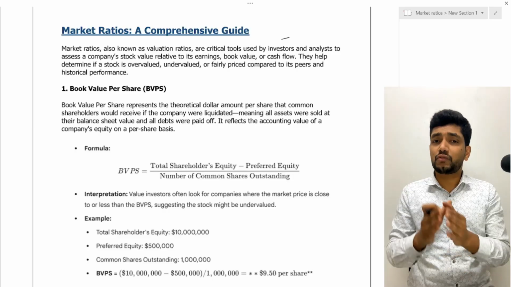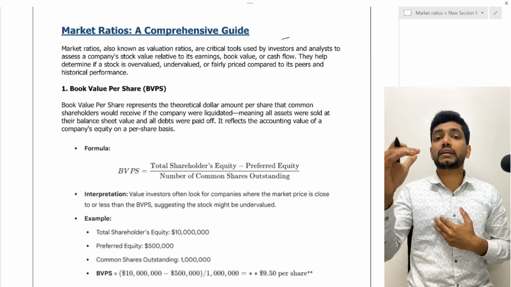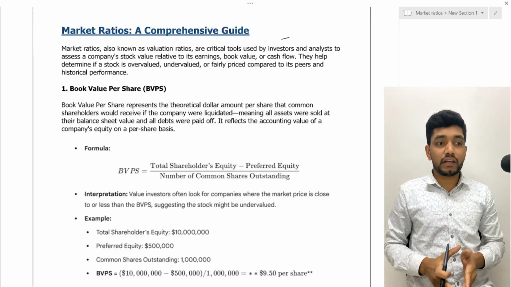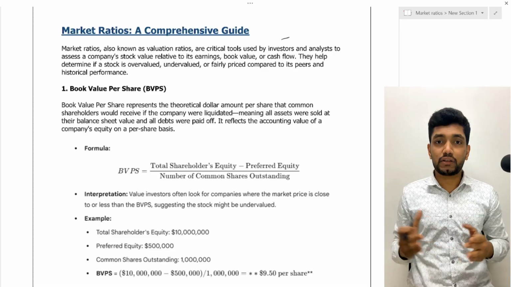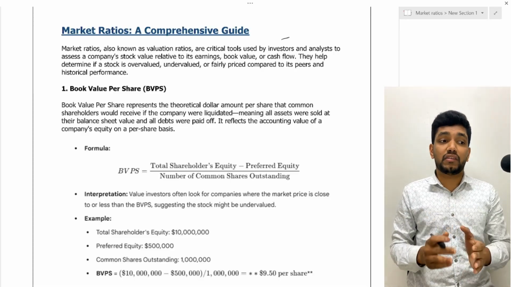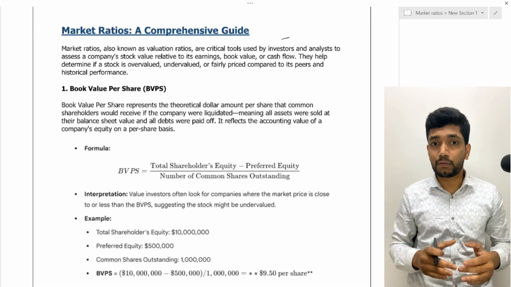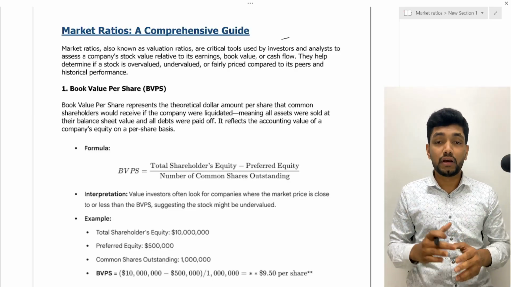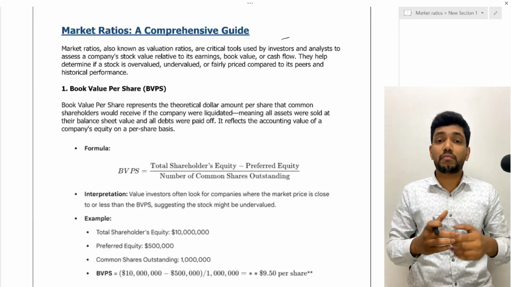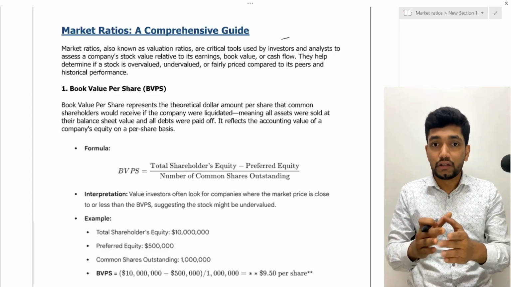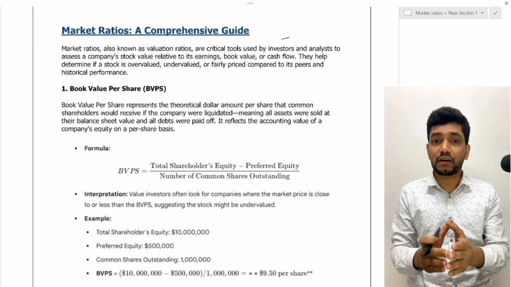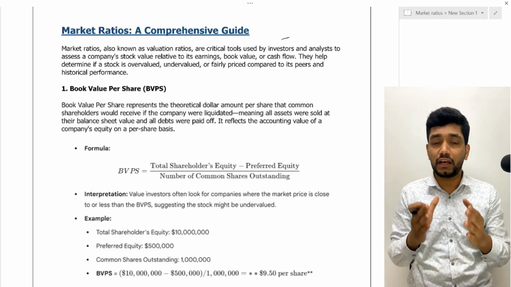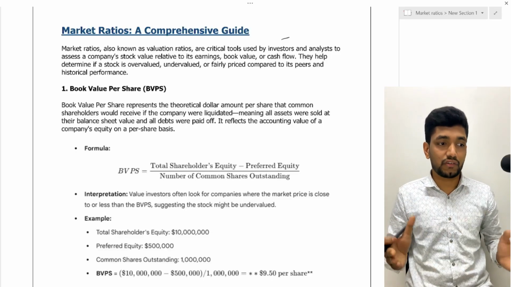So market ratios compare a company's market price with its books of account to see whether the share is overvalued, undervalued, or fairly valued. Again, this analysis helps investors or potential investors make informed investment decisions, like to sell a stock, to buy a stock, or to hold a stock.